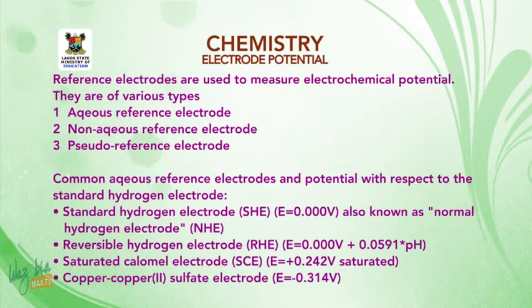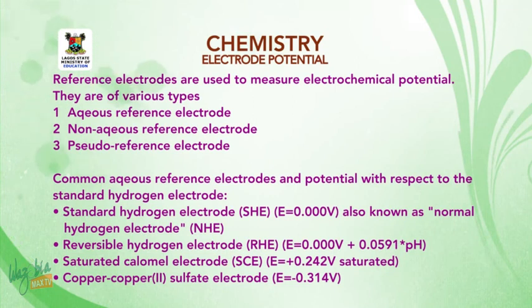Reference electrodes are used to measure electrode potential. They are of various types. 1. Aqueous reference electrode. 2. Non-aqueous reference electrode. 3. Pseudo reference electrode. Now, common aqueous reference electrodes and potentials with reference to the standard electrode potential are the SHE, that is the standard hydrogen electrode. We also have the reversible hydrogen electrode and the saturated calomel electrode. Others are copper 2 sulfate.